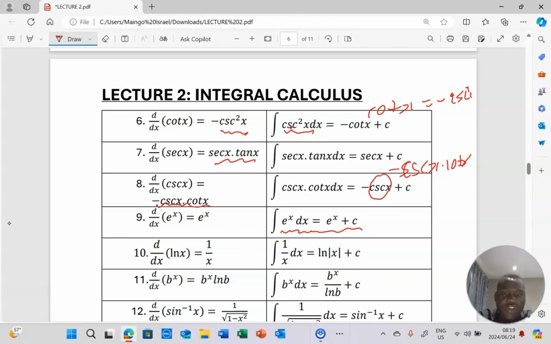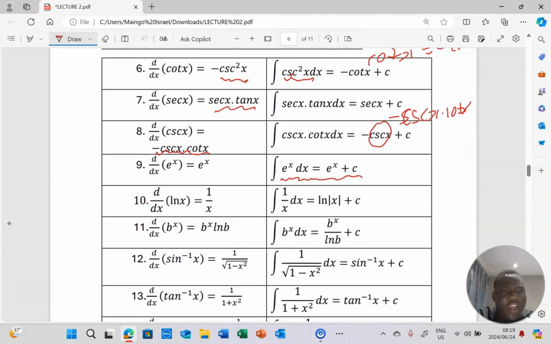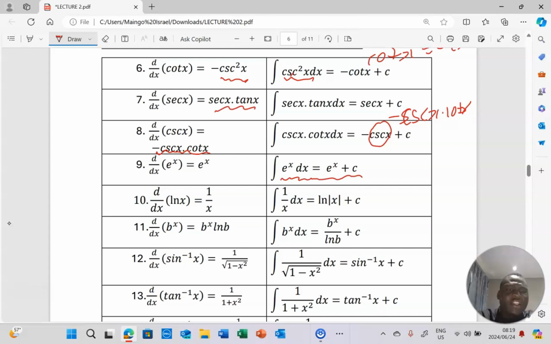plus c. So number 10, we have d over dx of ln of x, which is just equal to 1 over x. But the integral of 1 over x is just ln of the absolute value of x plus a constant c.